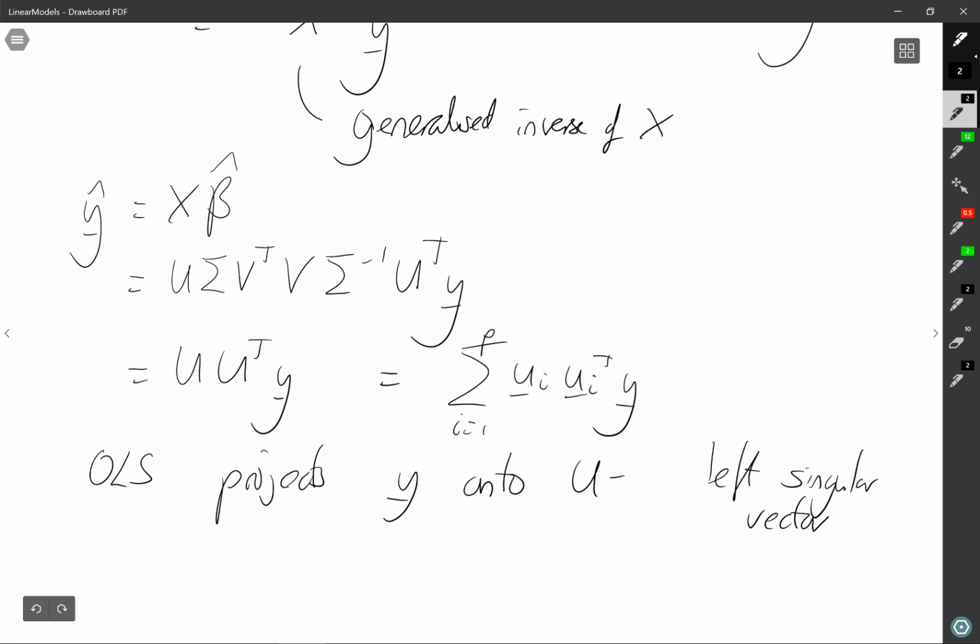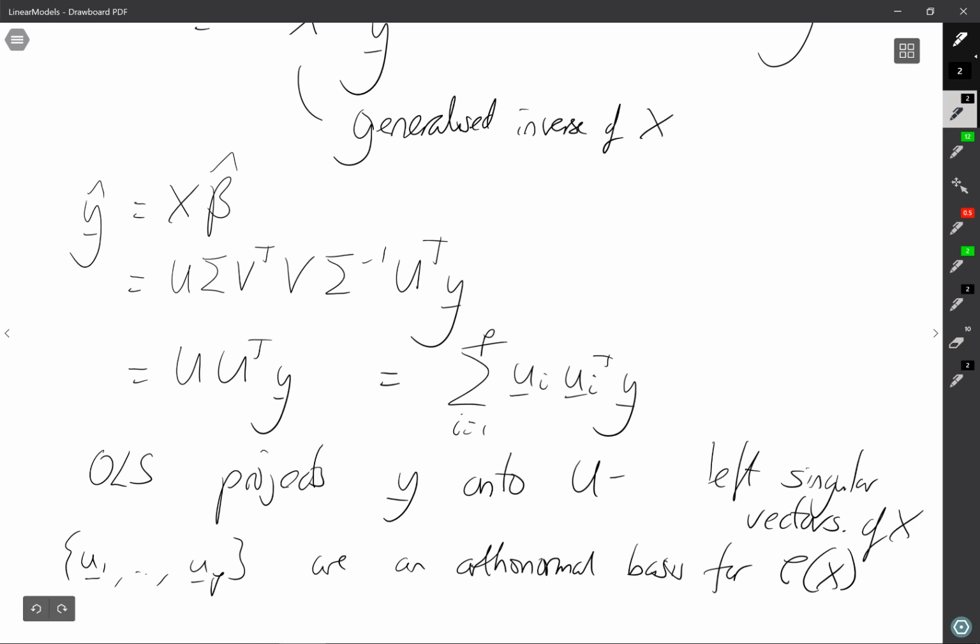We know they're orthogonal, so we don't need the U transposed U inverse anymore. They're orthonormal vectors. So ordinary least squares is projecting Y onto the left singular vectors of X. Now, is that the same projection as we had before? We had projection onto the columns of X before. Well, we said when we introduced the SVD that u_1 up to u_p are an orthonormal basis for the column space of X. So it's exactly the same as we found. We can think about linear regression as being a projection onto the column space of X or a projection onto the left singular vectors of X. It's the same thing.